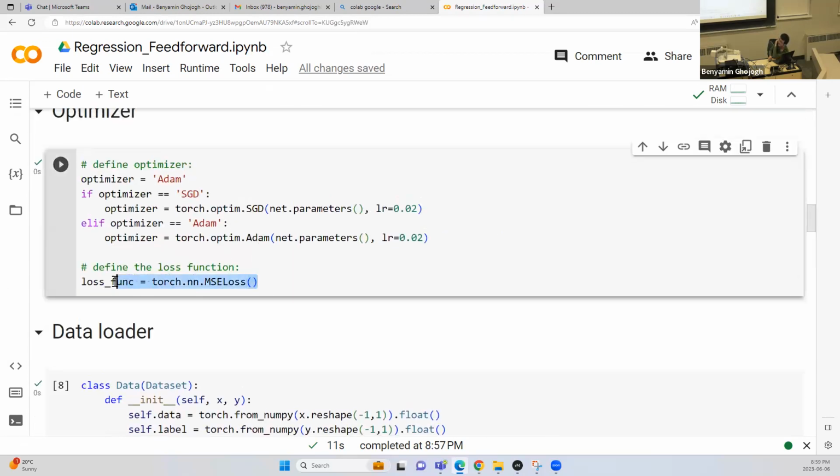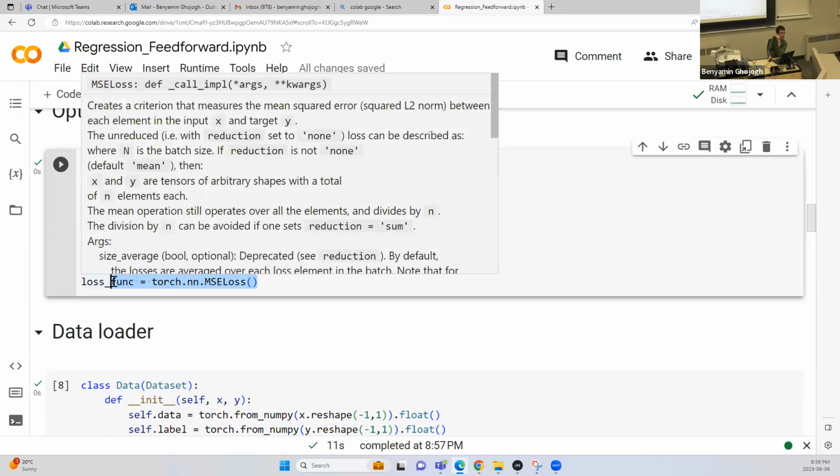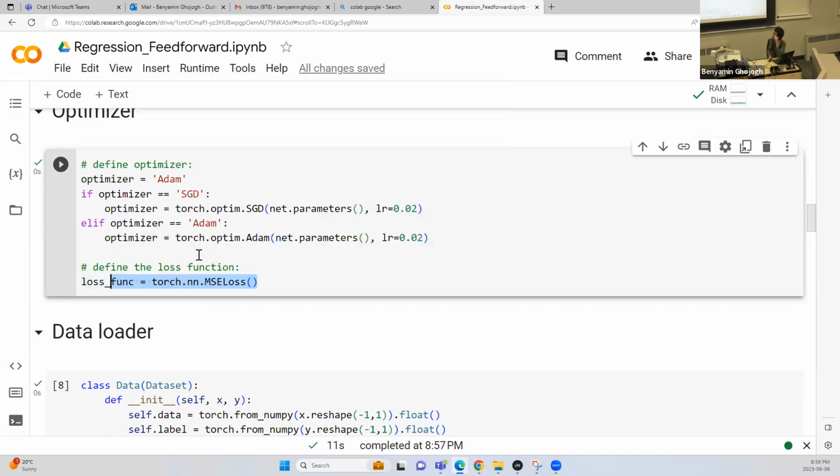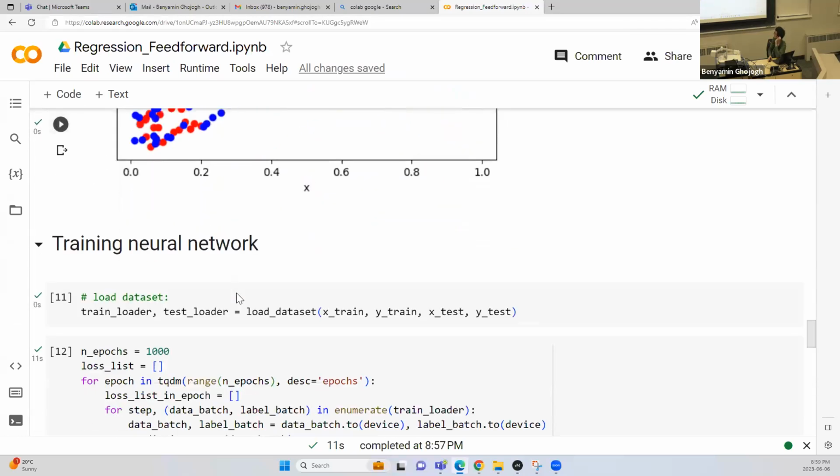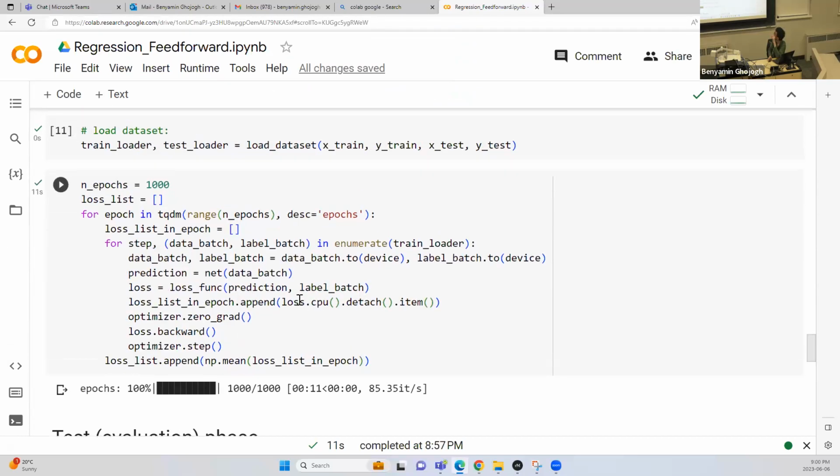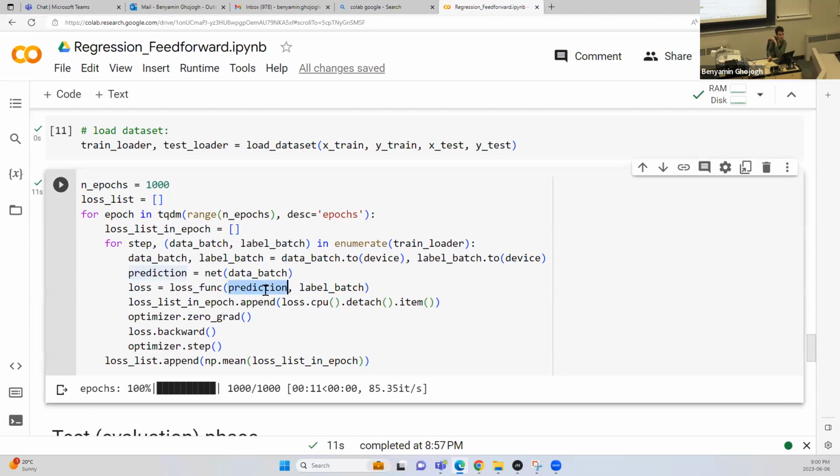Here it is, the object of mean squared error loss. If you see its instruction on the web page, it gets the prediction first and the actual labels second. You can see its data sheet. The loss function gives me the loss. Then if you want to record the loss in a list, you need to use append.